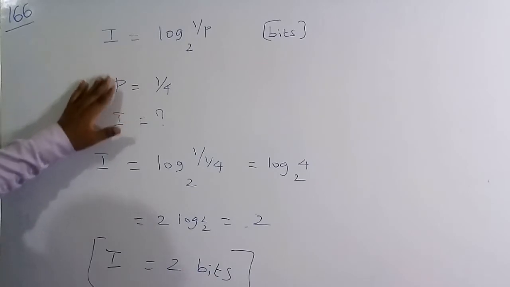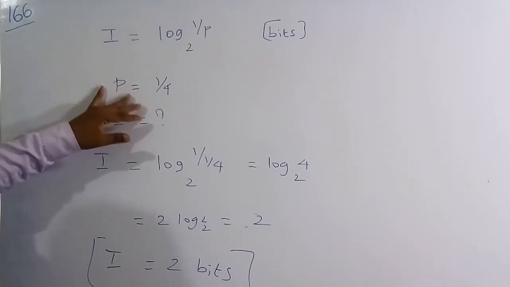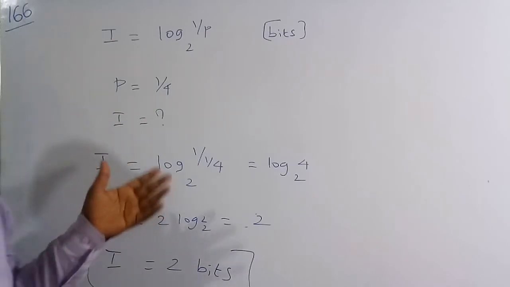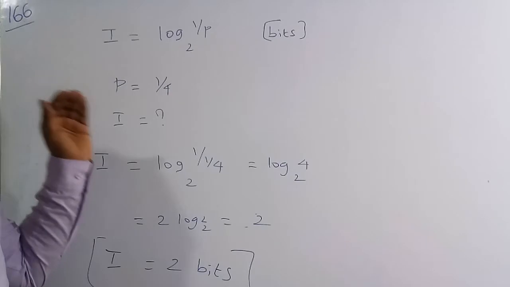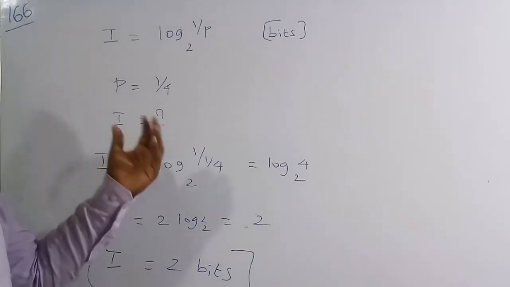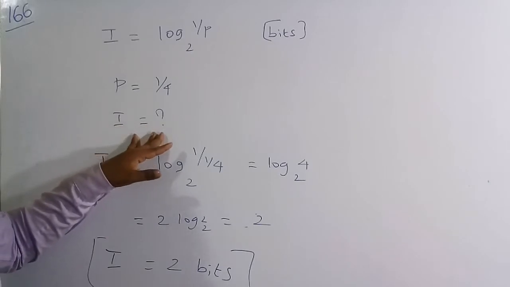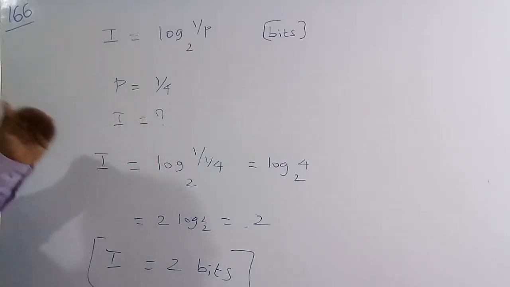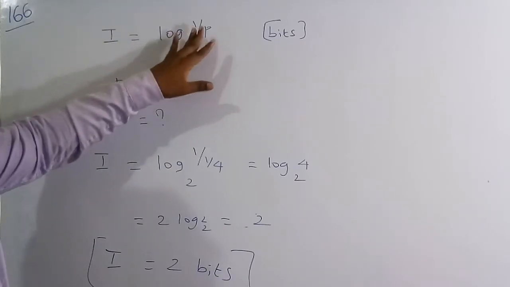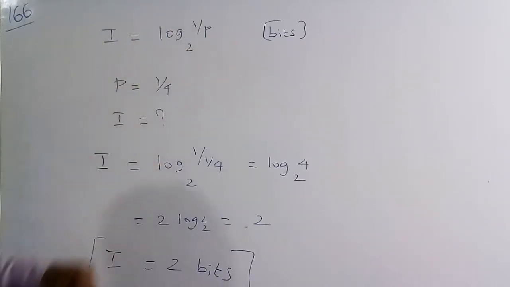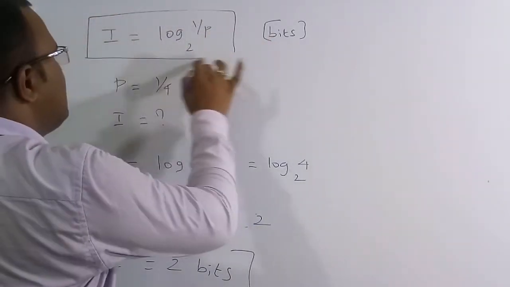Basically in this question they are given that the probability of the message or the symbol is 1 by 4. Based on this we have to find the information in terms of bits, meaning we can represent this message signal in terms of how many bits. This is called the information. The basic relation between the information and the probability is I is equal to log 1 by P with respect to base 2. It's a standard formula. We know the value of P, and the only thing we have to find is the value of I.